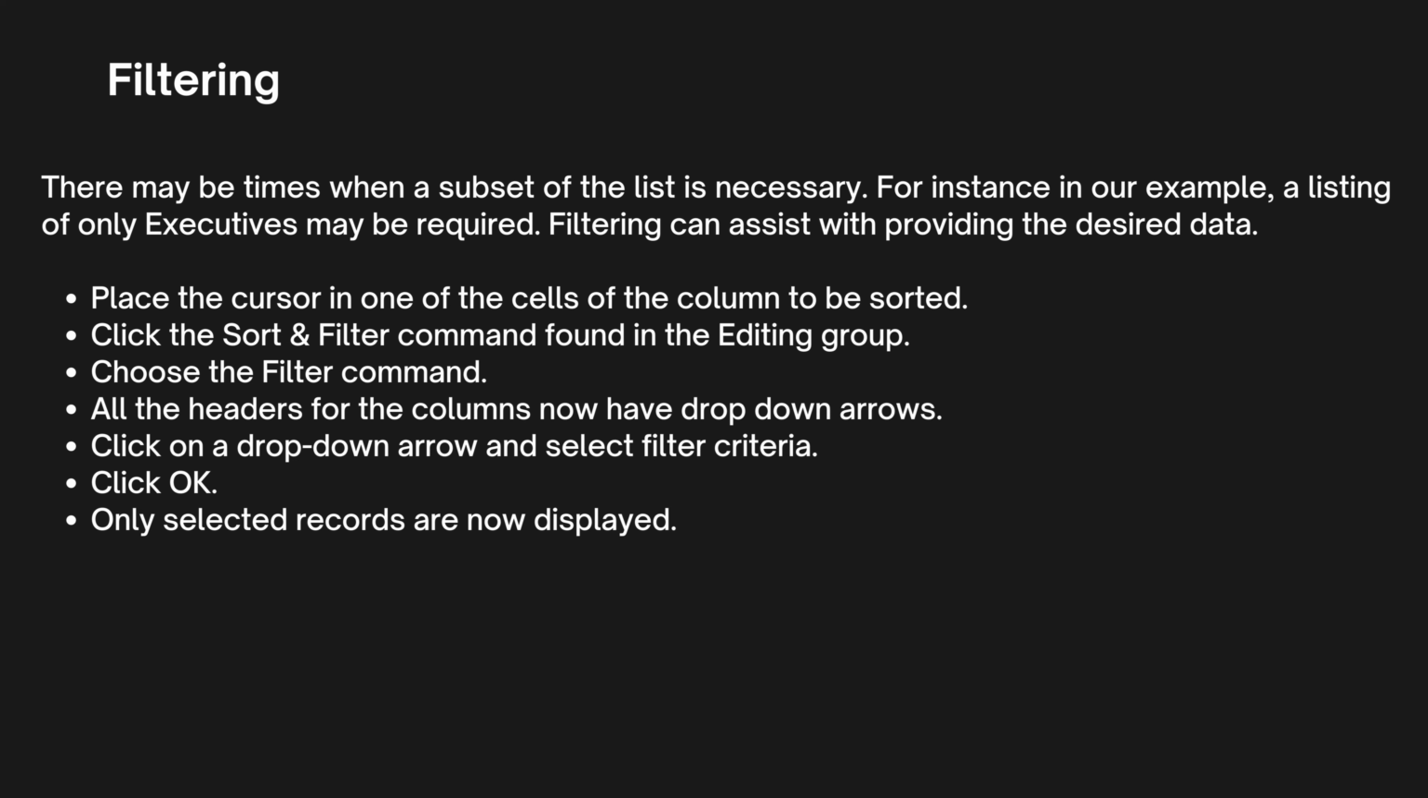4. All the headers for the columns now have drop-down arrows. 5. Click on a drop-down arrow and select Filter criteria. 6. Click OK. 7. Only selected records are now displayed.